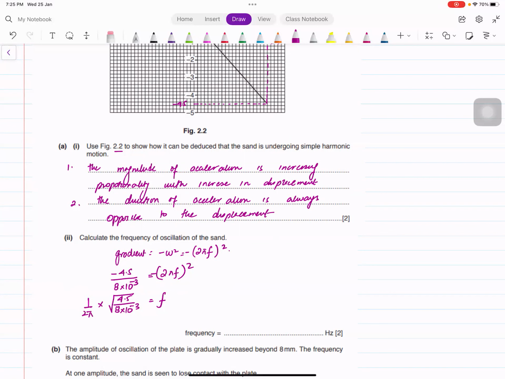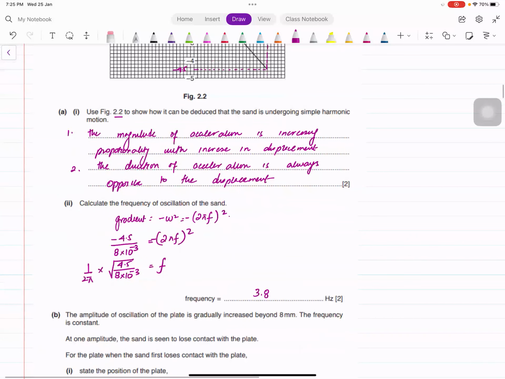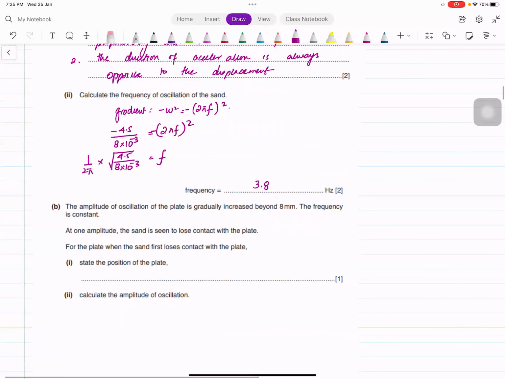3.77 hertz. So we can write it as 3.8 hertz to two significant figures, as we have the same in our data. Then it says the amplitude of the oscillation is gradually increased beyond 8 millimeter. The frequency is constant. At one amplitude, the sand is seen to lose contact with the plate. For the plate, when the sand first loses contact with the plate, state the position of the plate.